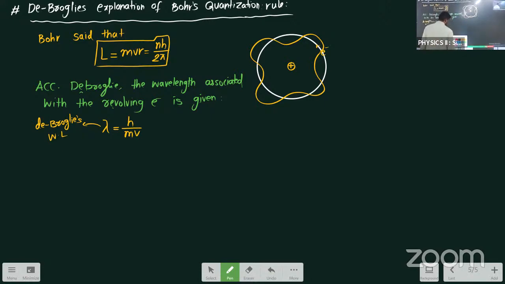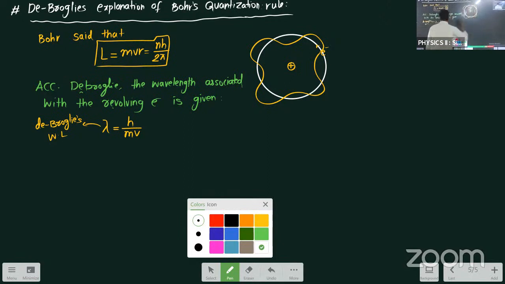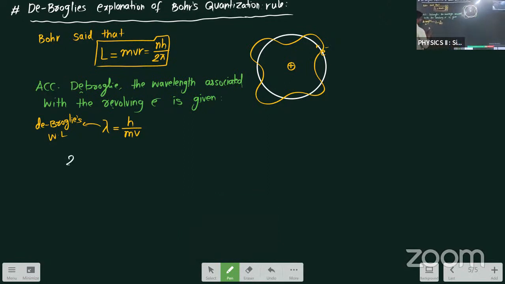Now see here. The total path covered by the electron is the circumference of the circle, that is the total length covered by the electron, 2 pi r. How many wavelengths can there be? There can be 1, 2, 3, 4, 5, 6 constructive wavelengths. The path difference for constructive interference is delta x equals n lambda. So here the total path is 2 pi r, so 2 pi r equals n lambda. It can be 1 lambda, 2 lambda, 3 lambda, but it can't be 1.5 lambda, 0.5 lambda or 2.5 lambda. It should be an integral multiple of lambda.